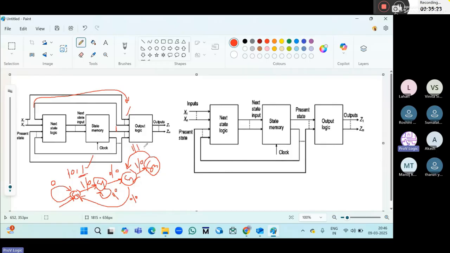Here 1 means it is detecting the output. So the current state value is a 1 here. Okay, so it will depend on the current state value and also the previous input.